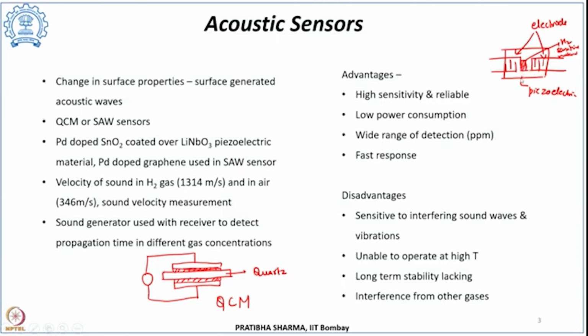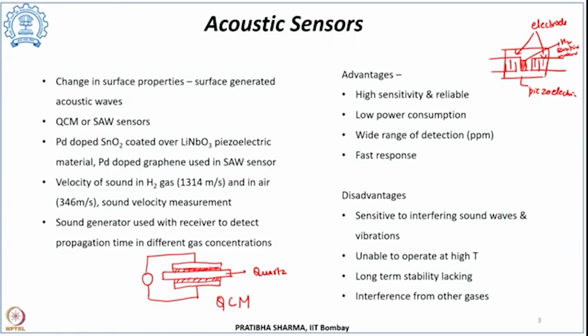Now there could be different materials that can be used for the acoustic sensors, like the palladium doped SnO2, which could be coated over lithium niobate, LiNbO3, and that is the piezoelectric material. Or it is possible that palladium doped graphene could be used in the SAW sensor, the surface acoustic wave sensors.